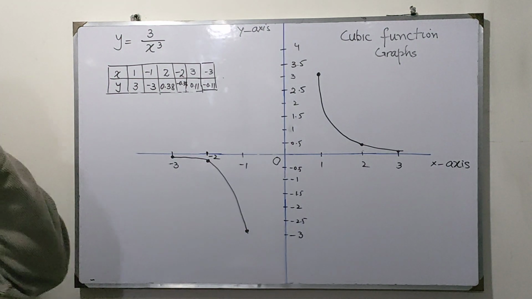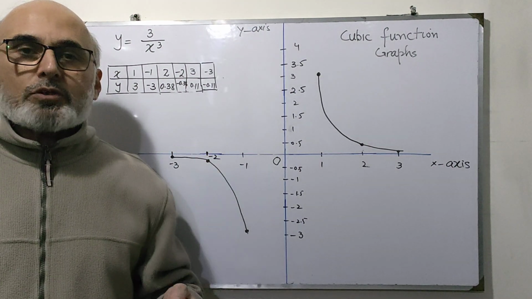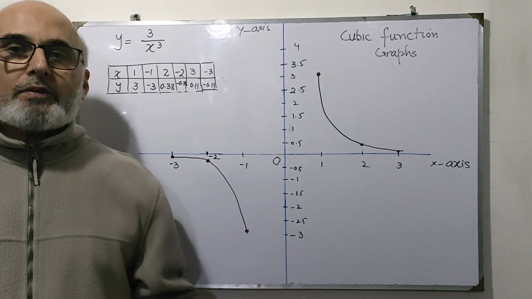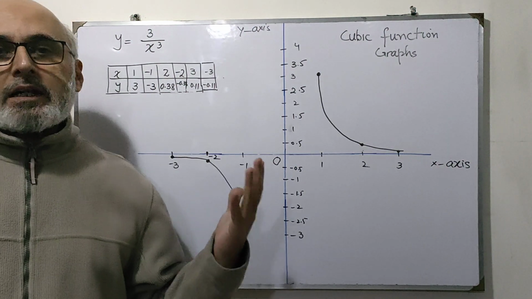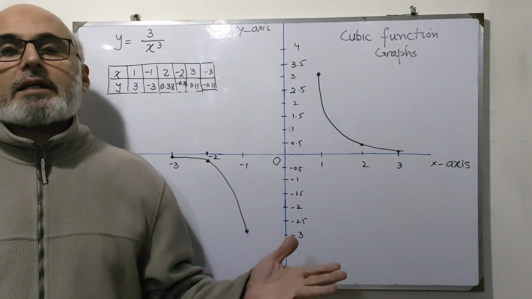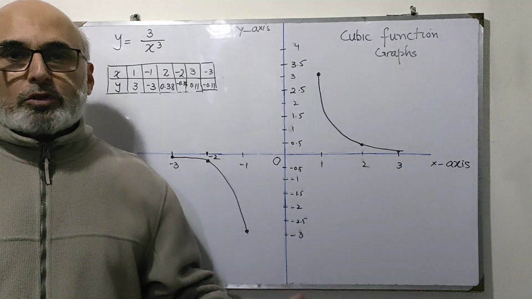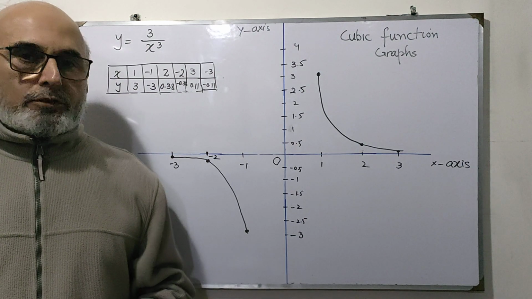So these were the examples about the cubic functions. Hope you got the idea what kind of graph we are going to get, when the graph is intersecting once only, when it is intersecting 3 times because of the cubic nature, and when it is not intersecting at all. So that's all.